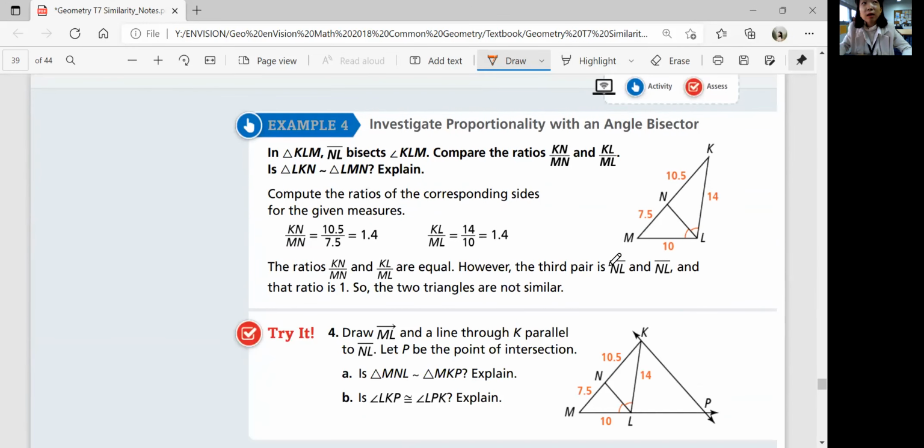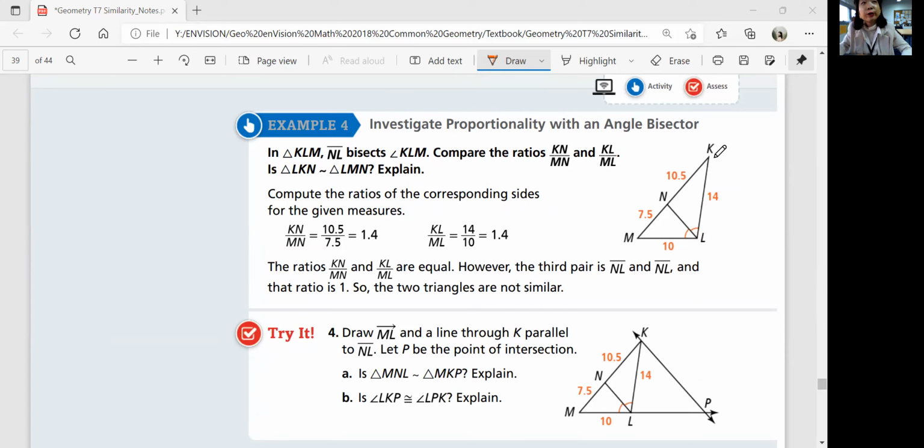Example 4, investigate proportionality with an angle bisector. In triangle KLM, segment NL bisects angle KLM. Compare the ratios KN over MN and KL over ML. Is triangle LKN similar to triangle LMN? Explain. So we can compute the ratios of the corresponding sides for the given measures.